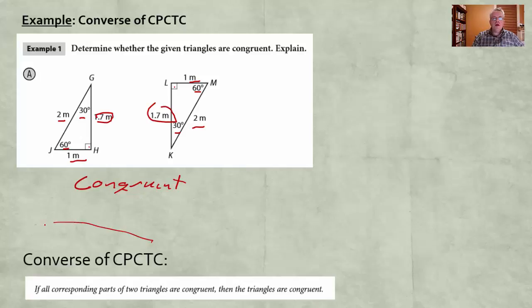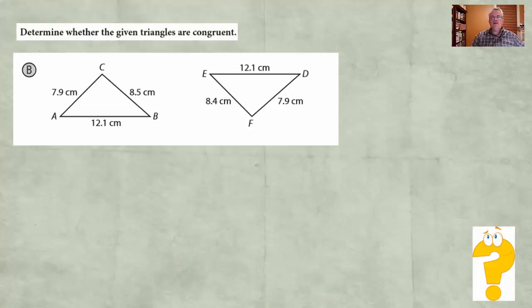And the reason is the converse of CPCTC. Because all the corresponding parts are congruent, then the triangles are congruent. Okay, take a look at these two.